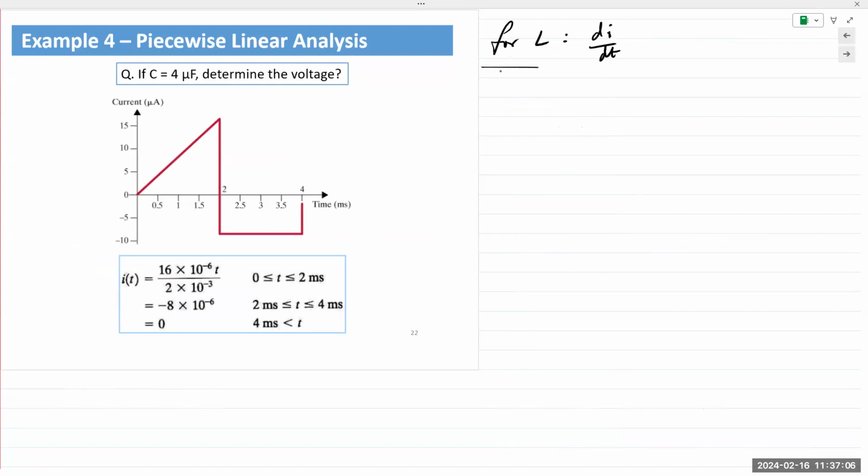All right, so here I can see again it's a 4 microfarad capacitor. I can break up that input signal into individual pieces, and each piece can be described as a linear line. So in this case, time period T1 and time period T2. The max value is not easily visible, but it is 16 microamps.